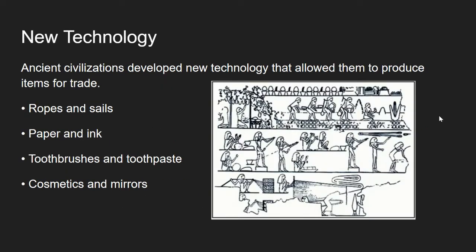Now, ancient civilizations developed new technology that allowed them to produce items for trade, things like ropes and sails, paper and ink, toothbrushes and toothpaste, and cosmetics and mirrors.